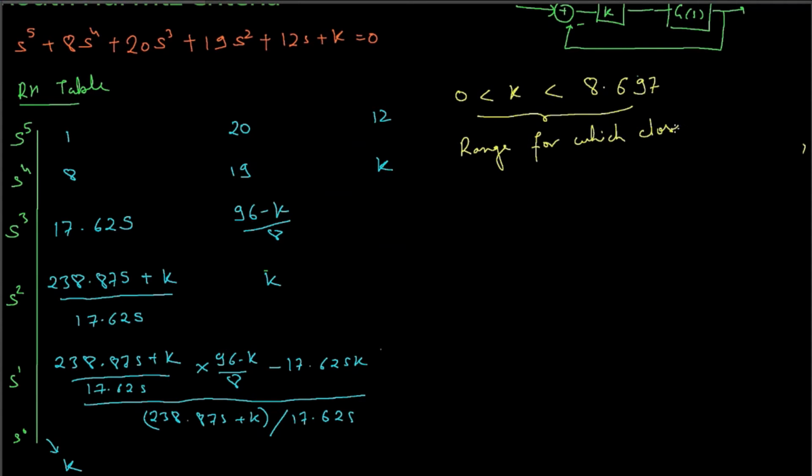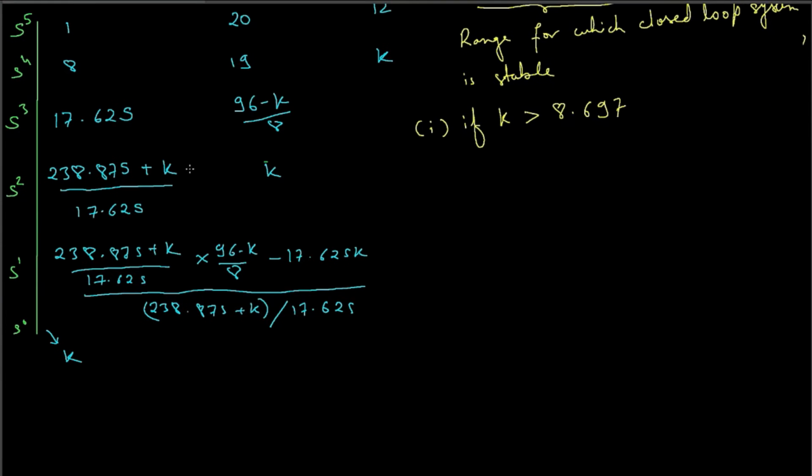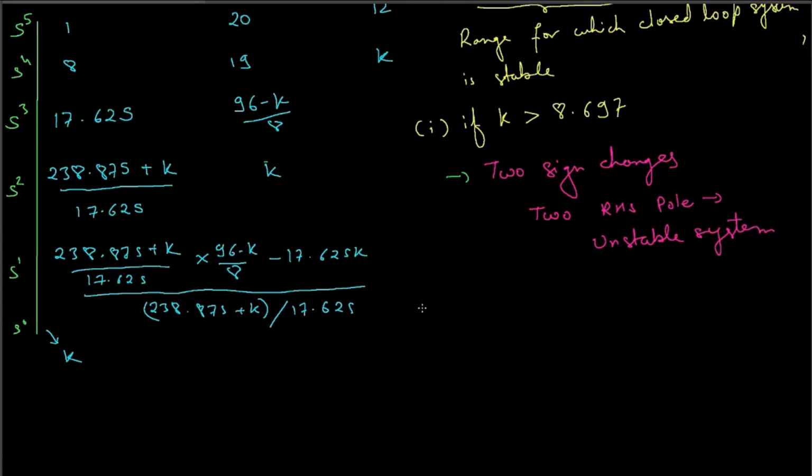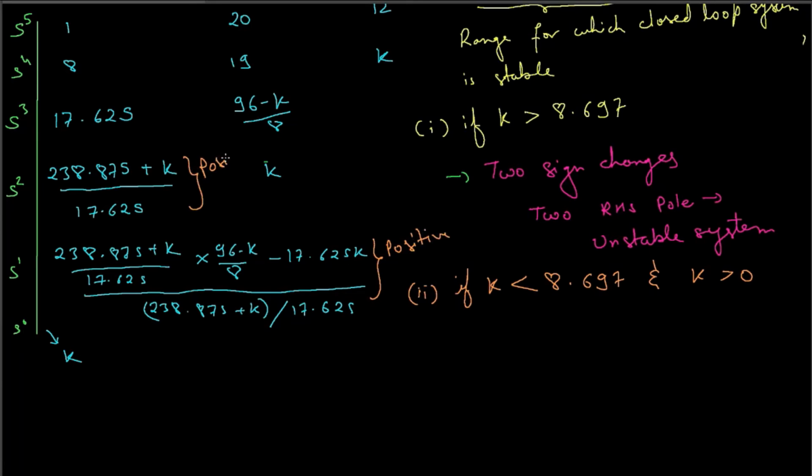To understand this, let's take an example. When k is greater than 8.697, the first element will be positive, but the second element is negative, as we have seen in earlier calculations. So there are two sign changes here. It means there will be two right hand side poles, and thus the system will be unstable. For a value of k smaller than 8.697 and greater than 0, we will see that all these three elements are positive. Therefore, there are no sign changes in the first column of the RH table and the system is stable.